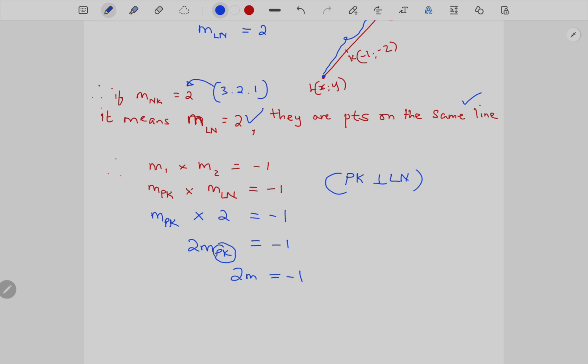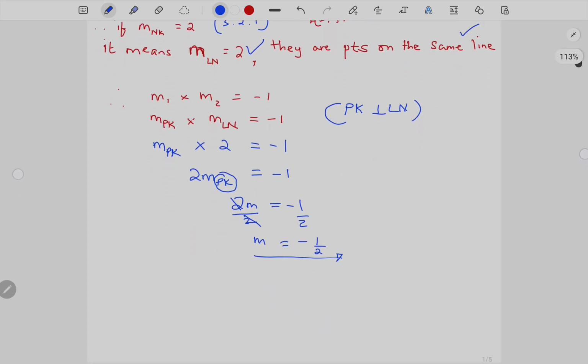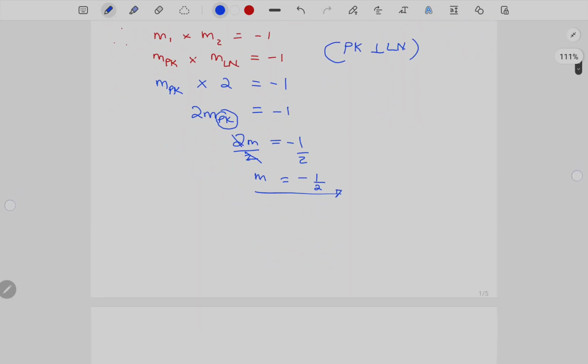We all know that we're calculating the gradient of PK, so we can say 2M is equal to -1. Then if we want to remain with M only, we divide by 2 on both sides. Then 2 goes in once, and 1 times M is M. Then the gradient of PK is -1/2. That is our first step in answering this question.